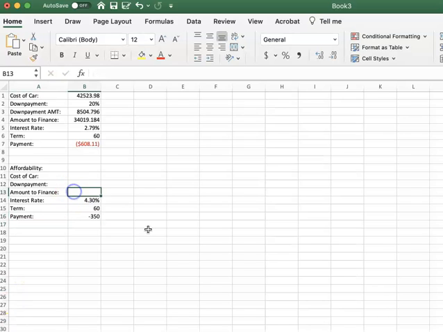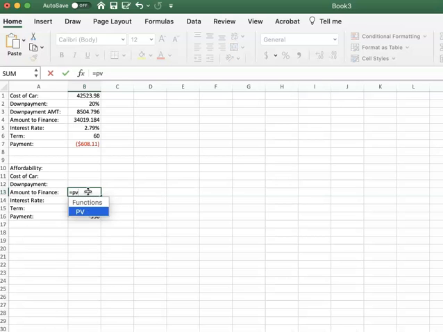Now we're going to work backwards. So instead of calculating the payment, we want to calculate the present value. So in this amount to finance, we're going to click in there, hit equals, and we're going to do PV in order for us to solve that present value. So close the parentheses. It's going to ask for the rate. So we do our rate divided by 12.